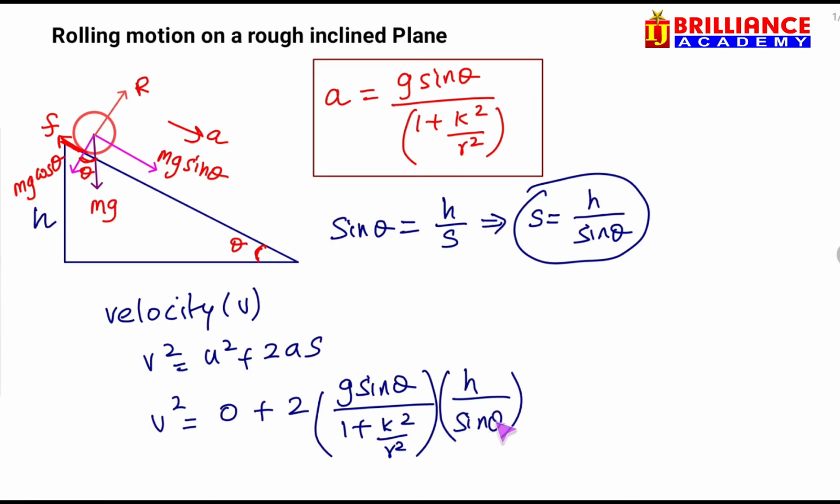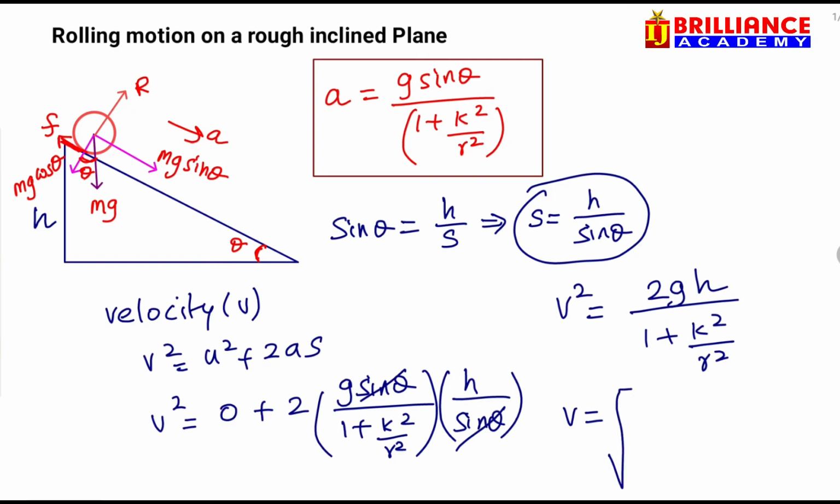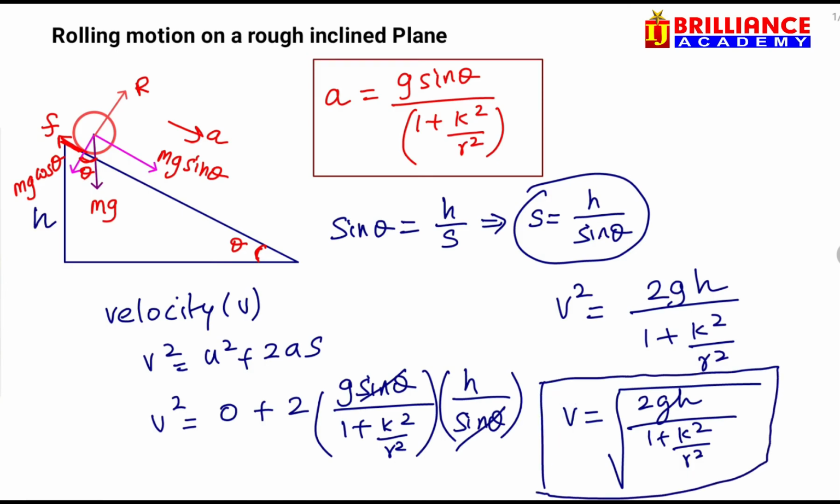So you can see this sine theta and sine theta getting cancelled, and you're getting v squared is equal to 2gh divided by 1 plus k squared by r squared, and if you want to write v, you can write the whole root, so you can put root of 2gh by 1 plus k squared by r squared. So this is the formula for velocity. So this is the velocity of the body that is rolling down.